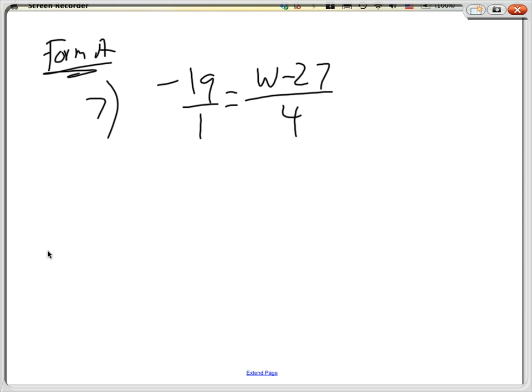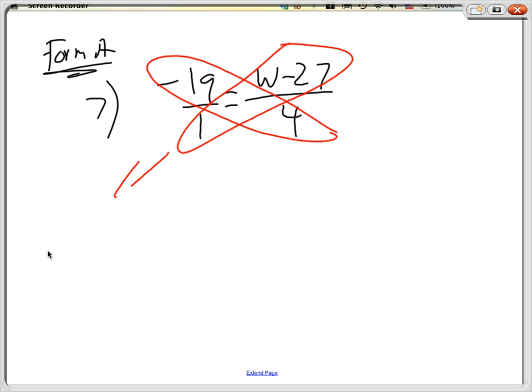Yes, what do you think we should do? You say? Cross multiply. Okay, good. So I'm going to go ahead and cross multiply. I'm going to carefully draw it for you. There it is. And I just go ahead and multiply right down. I have 1 times W minus 27, which is? 1 times anything is just what? The self, right? So 1 times W minus 27 is just going to be W minus 27.